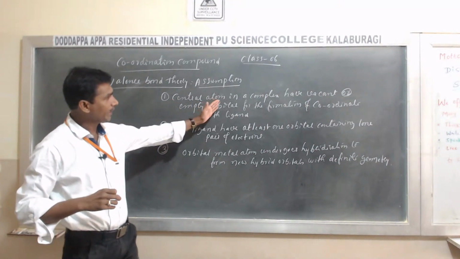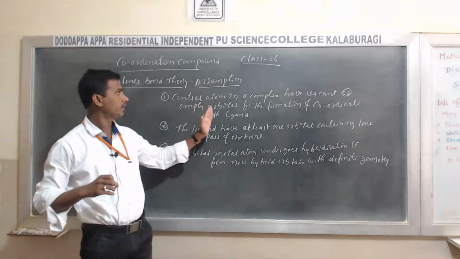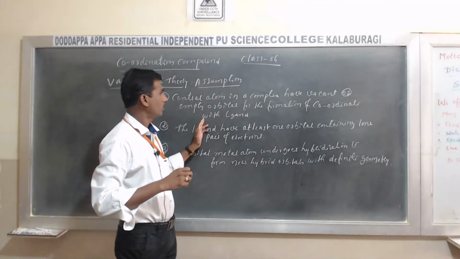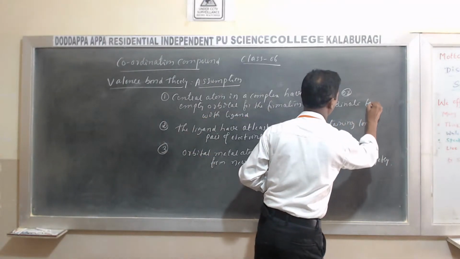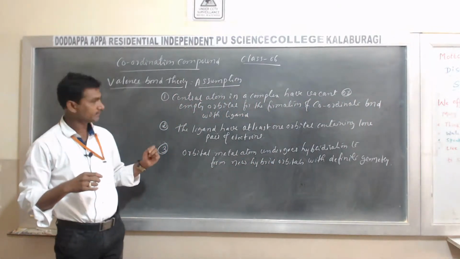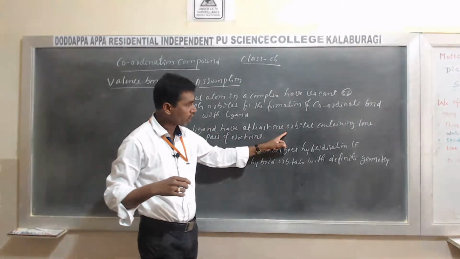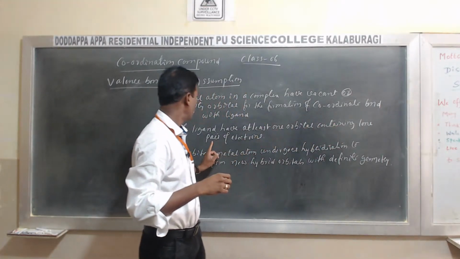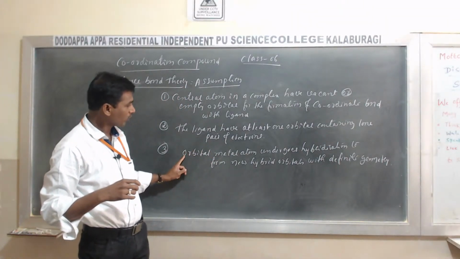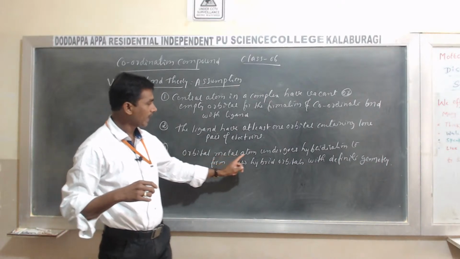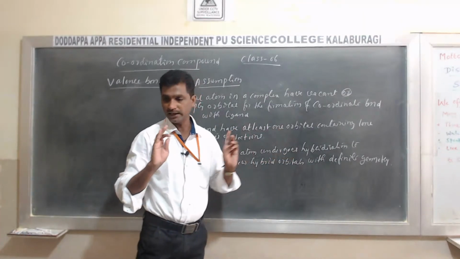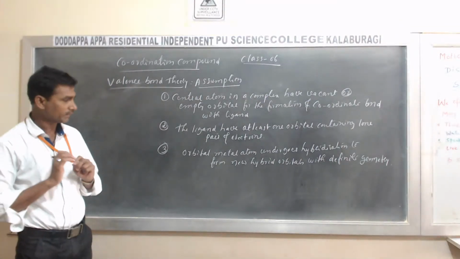The central atom in a complex has vacant or empty orbitals for the formation of a coordinate bond with ligand. The second is that the ligand has at least one orbital containing a lone pair of electrons. The third is that the atomic orbitals of the metal atom undergo hybridization to form new hybrid orbitals with a definite geometry.